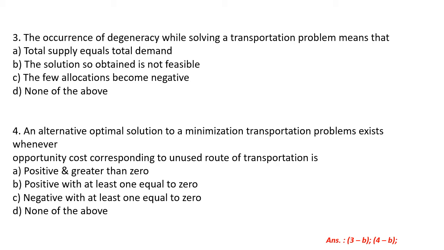Fourth, an alternative optimum solution to a minimization transportation problem exists whenever the opportunity cost corresponding to an unused route of transportation is option A, positive and greater than 0. Option B, positive with at least one equal to 0. Option C, negative with at least one equal to 0. Option D, none of the above. The correct answer is option B, positive with at least one equal to 0.